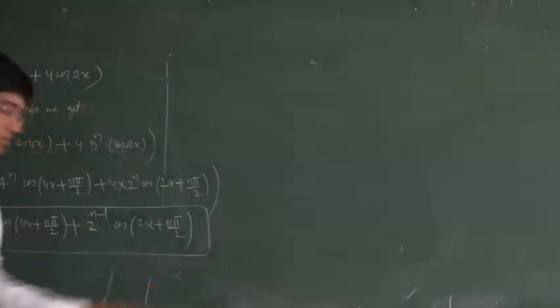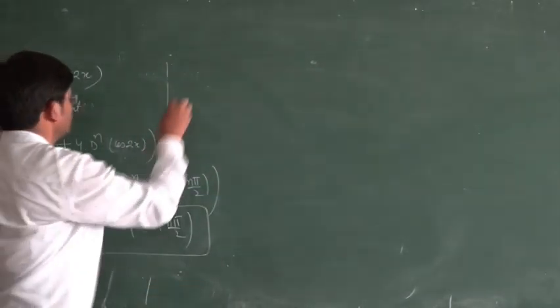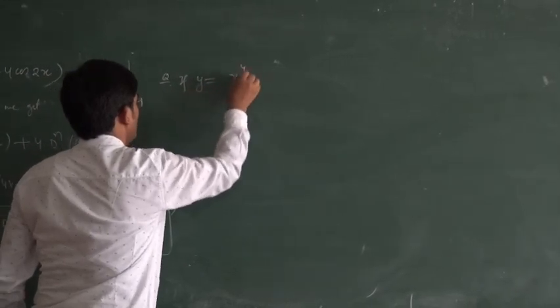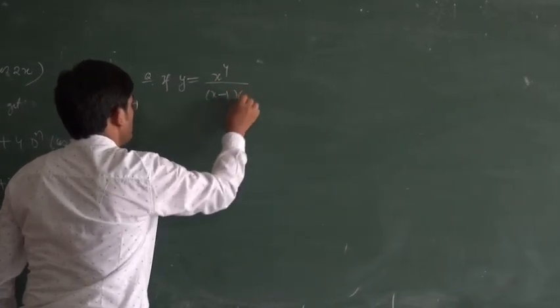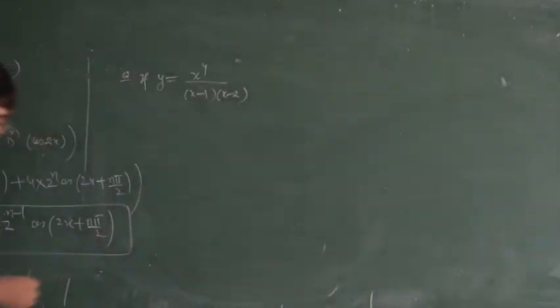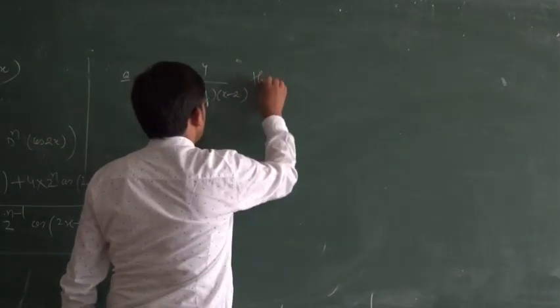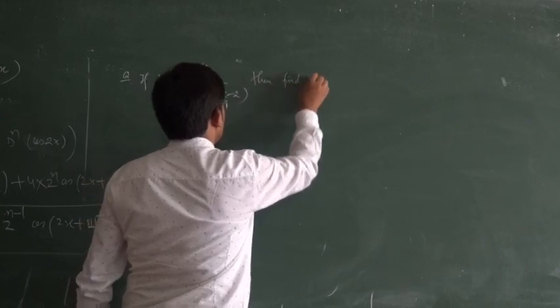So we have the question: if y equal to x power 4 upon x minus 1 into x minus 2, if this is your y, then find your yn.